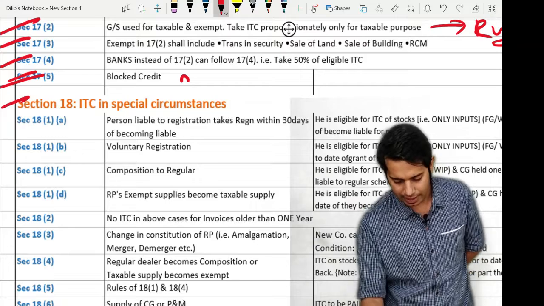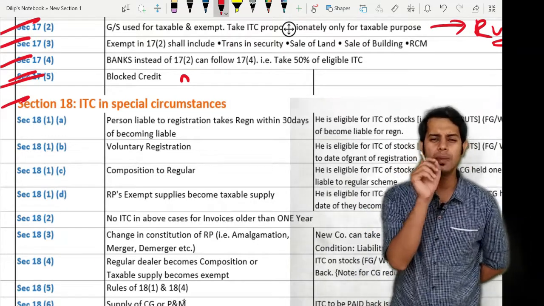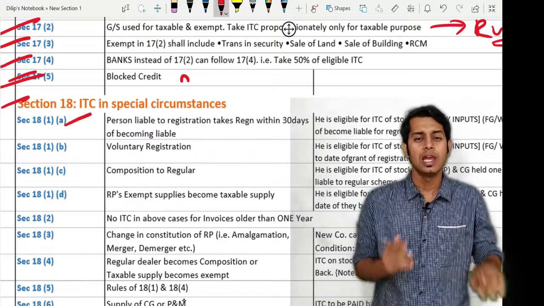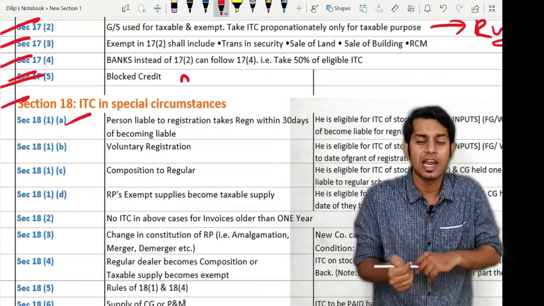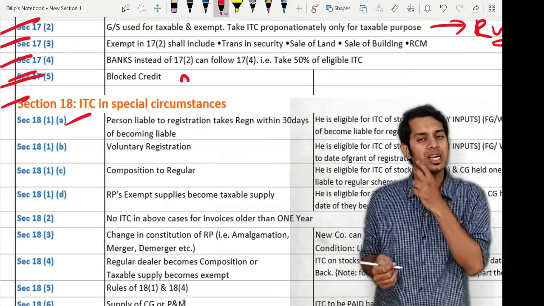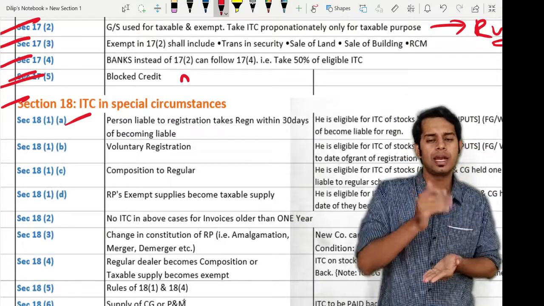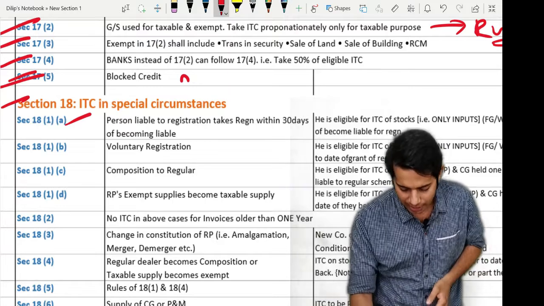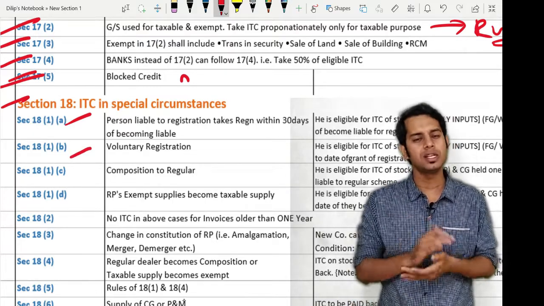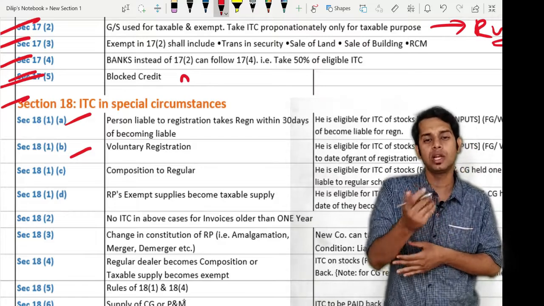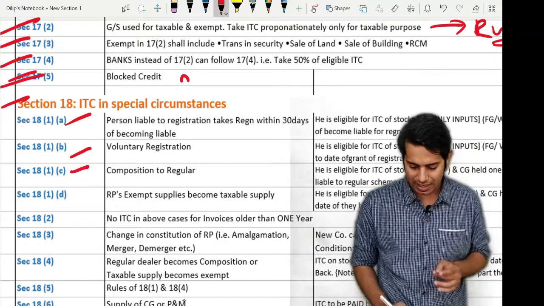Section 18. Section 18 talks about input tax credit in special circumstances. Section 18 subsection 1 clause A. If you are a person who is liable for registration and you have applied for registration within 30 days, you can take ITC on whatever stock is lying with you one day before the date you became liable for registration. 18(1)(b). If you take voluntary registration, you can take ITC on whatever stock is lying one day before the date of grant of registration.